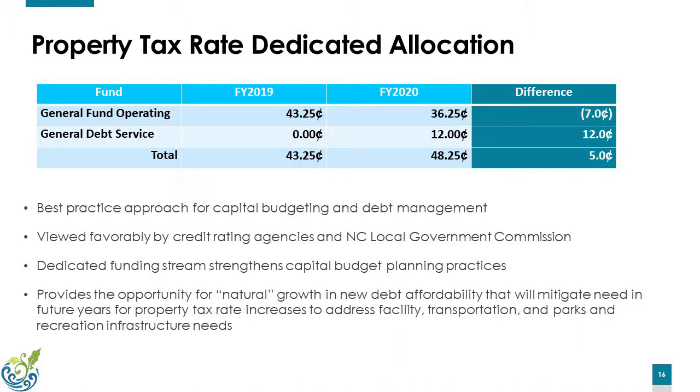So why do this? There are really 4 key reasons. One is that this is a best practice approach for capital budgeting and debt management. 2, it's viewed favorably by credit rating agencies and the North Carolina Local Government Commission. And this will be especially important for when the town next sells remaining Parks and Recreation bonds, as well as the 2018 transportation bonds in the debt market here in the next couple of years.